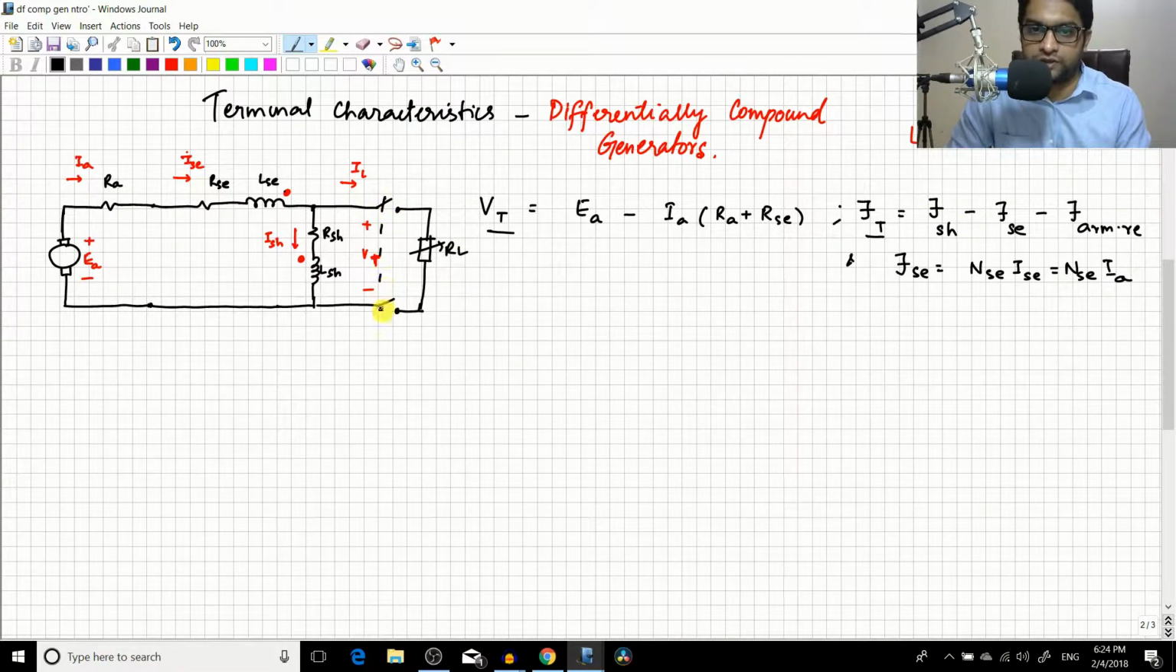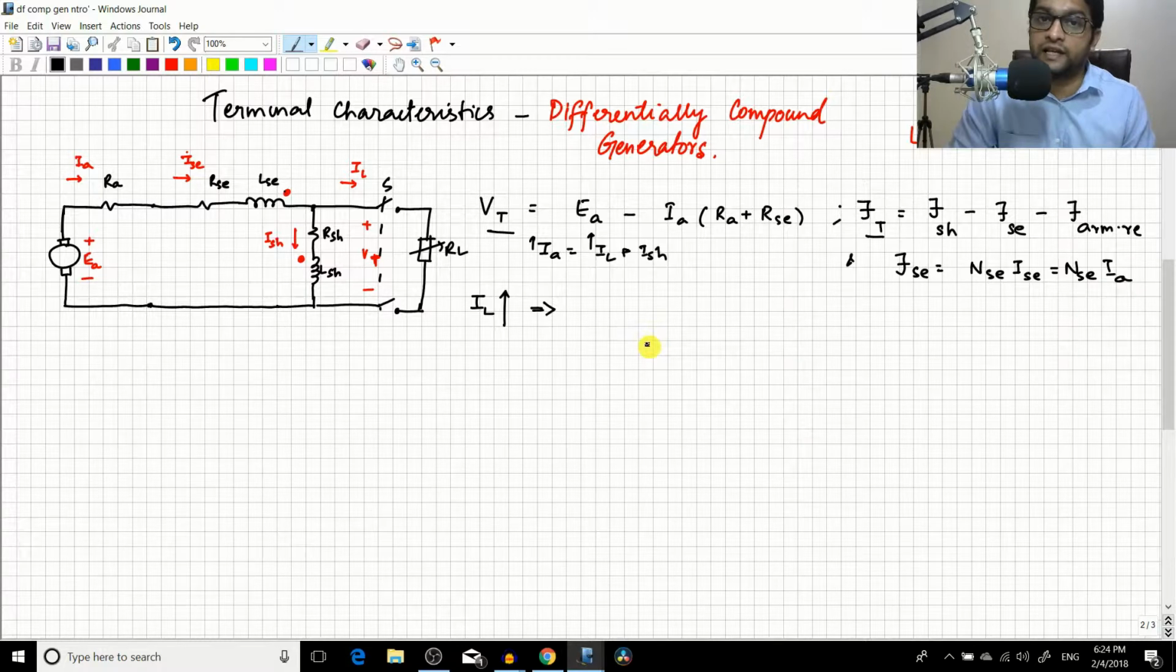So let us close the switch and start to load the machine. Loading the machine means what? IL would increase. You know that Ia is equal to IL plus ISH, and IL would increase. That means it is an indication that Ia also will increase. So Ia is going to increase.